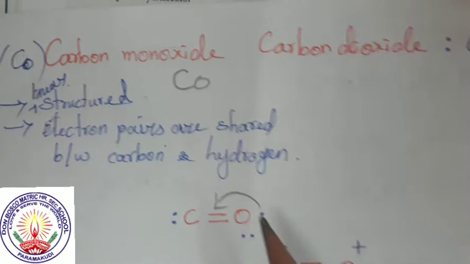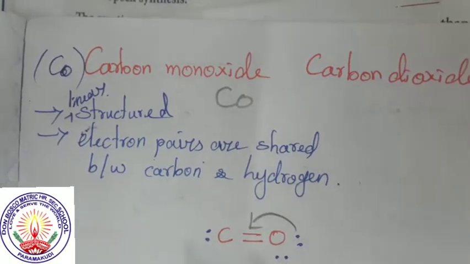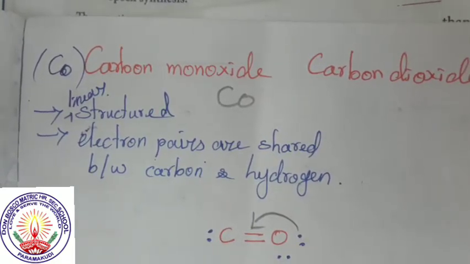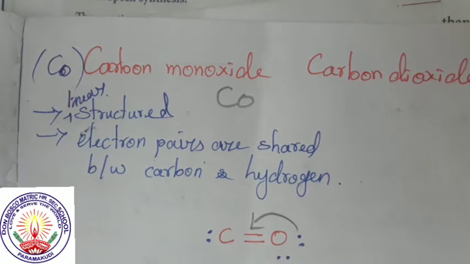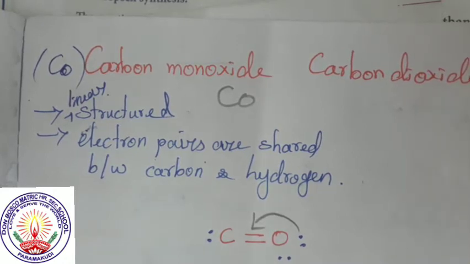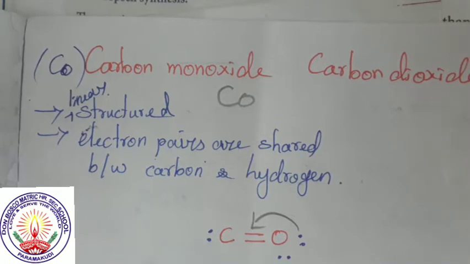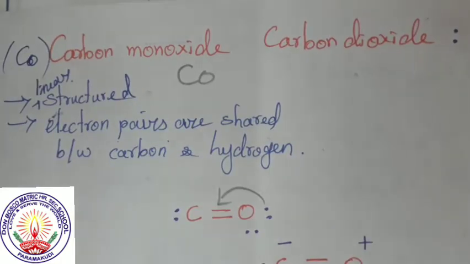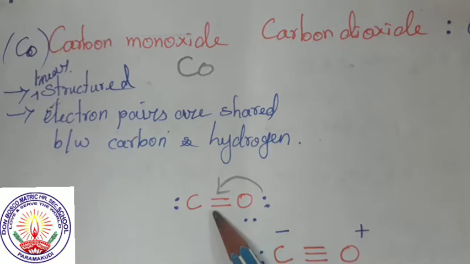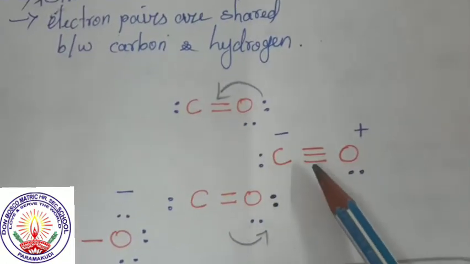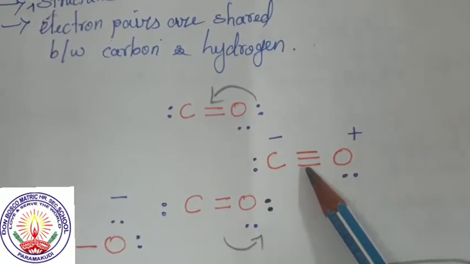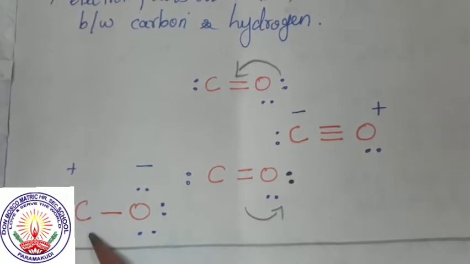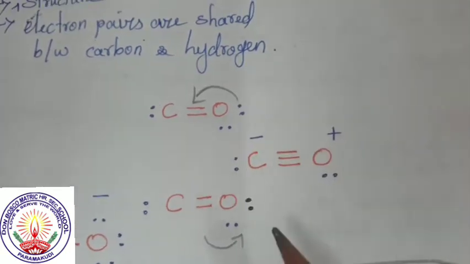Here we are going to see the resonance structure of carbon monoxide. What is resonance? Resonance is a way of describing its bonding, how the electrons are shared in bonding. This is the structure of carbon monoxide, and we can see the triple bonding here and single bonding here. Now I shall explain this.